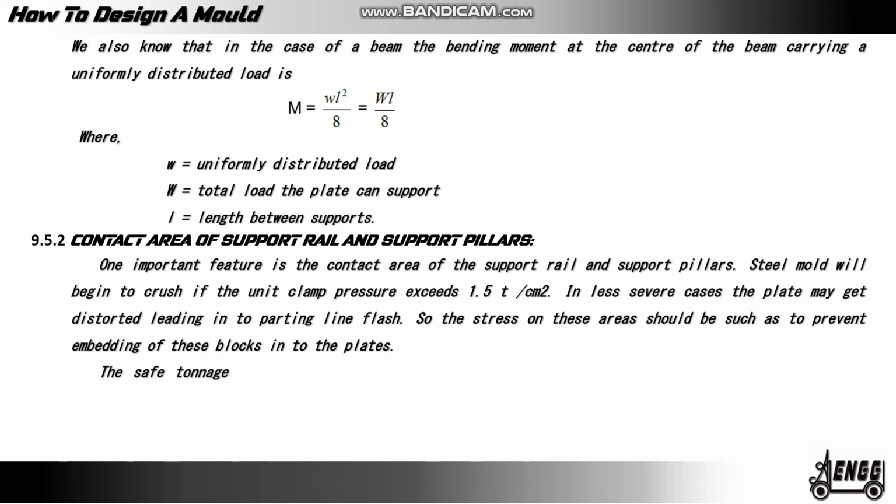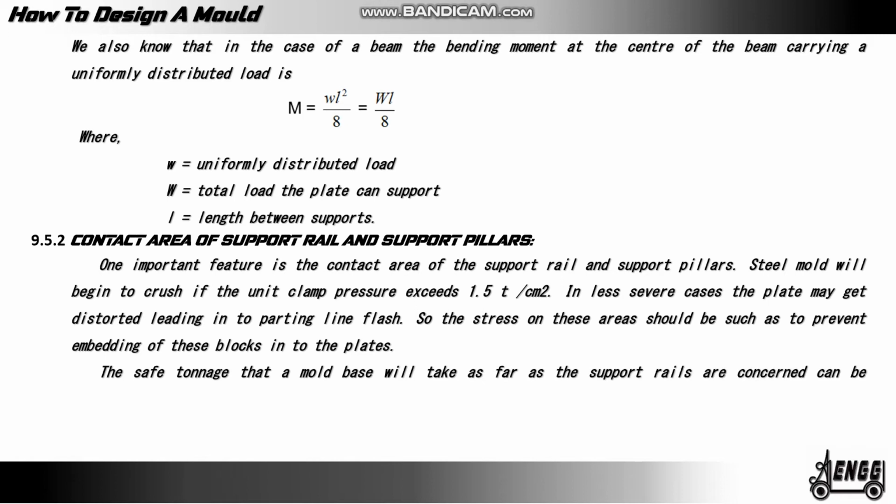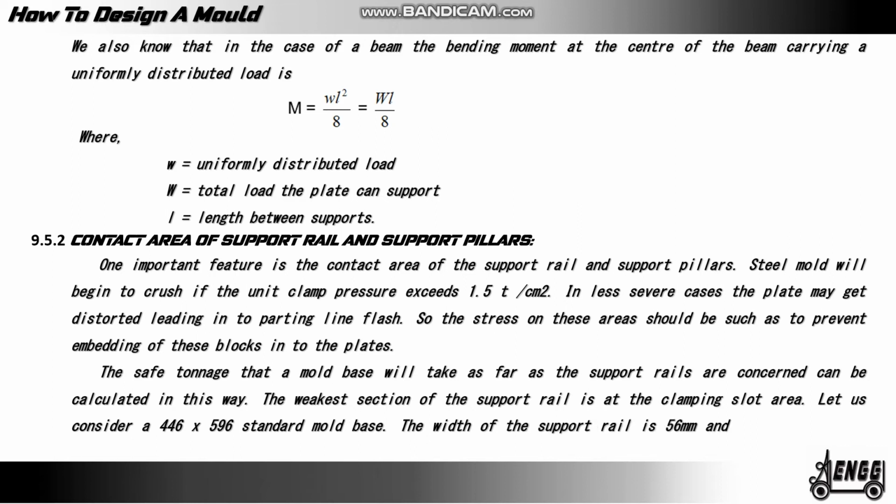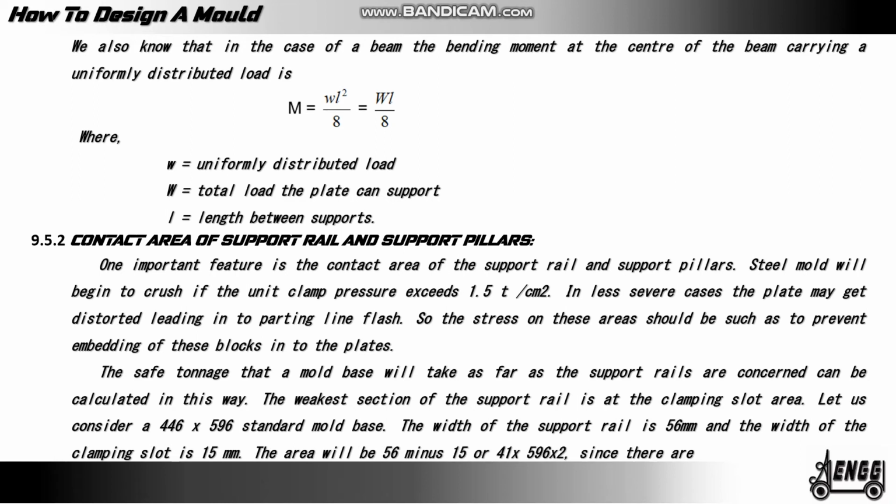The safe tonnage that a mold base will take as far as the support rails are concerned can be calculated in this way. The weakest section of the support rail is the clamping slot area. Let us consider a 446 into 596 standard mold base. The width of the support rail is 56 mm and the width of the clamping slot is 15 mm. The area will be 56 minus 15, or 41, into 596 into 2, since there are two blocks. Area into allowable stress is equal to compressive force.